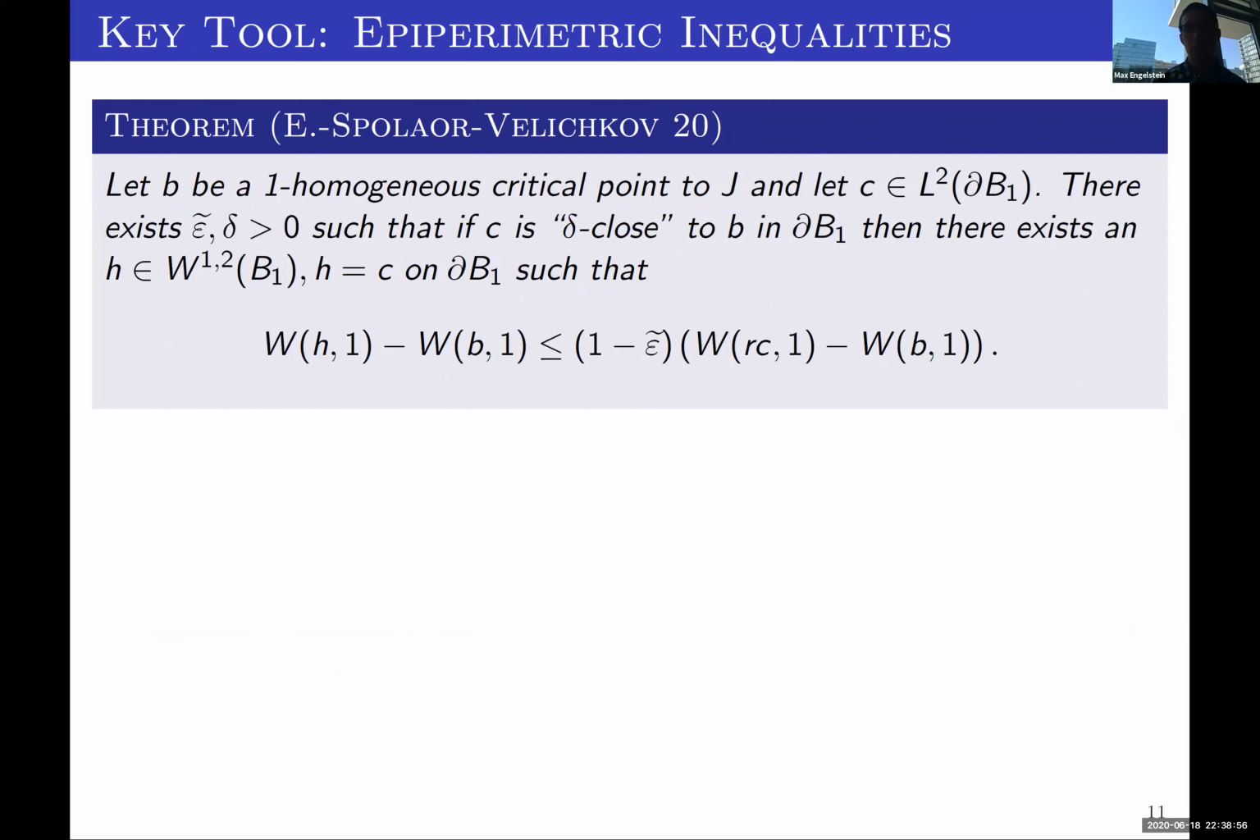You take your one homogeneous critical point B, and you let C be any function in L2 of the sphere. Then there exist these two parameters, epsilon tilde and delta, such that if C is delta close to B inside the sphere, then you can find an extension of C into the ball such that, remember, these are Weiss energies, the Weiss energy of the extension is strictly less than the Weiss energy of r times C, right? By that, we mean the function which is given by r times C of theta in spherical coordinates. So this is the one homogeneous extension.